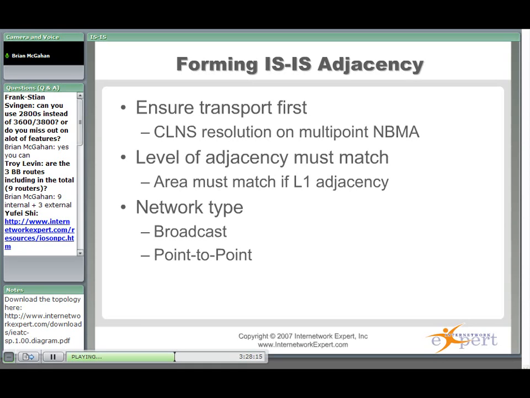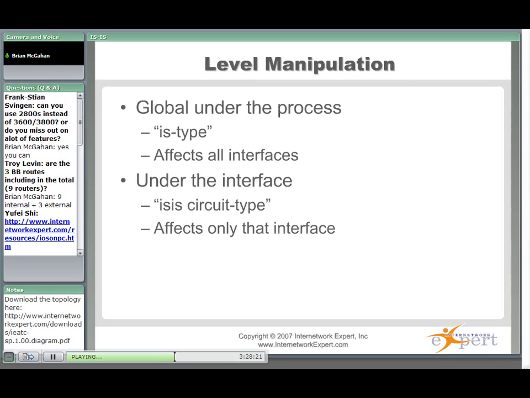Now, the level of adjacency must match on the interfaces in order for the routers to become adjacent. There's two ways we can control the level. We can do it either under the process with the is-type command or under the interface with the isis circuit-type command. And as you can assume, if you do it globally under the process, that's going to affect all interfaces.